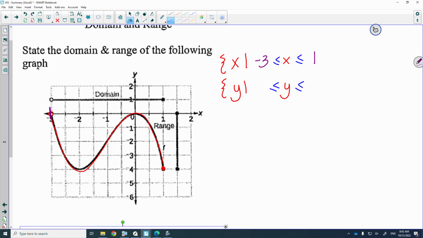And then I go through and ask, do I need to erase any of these equals? This one, I believe, is a closed dot, so that's going to stay equal. And this one's the open dot, so I'm going to erase this. And this is read x is such that x is less than or equal to 1, greater than -3. And then you end your domain with x belongs to the element of real numbers.